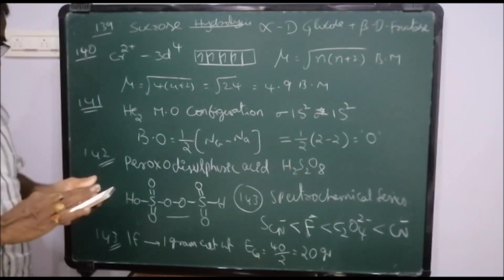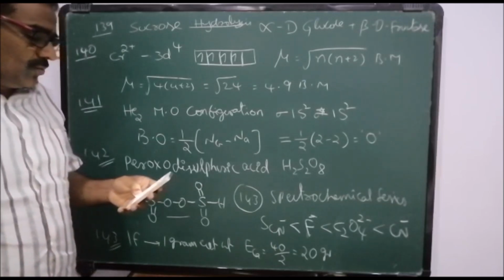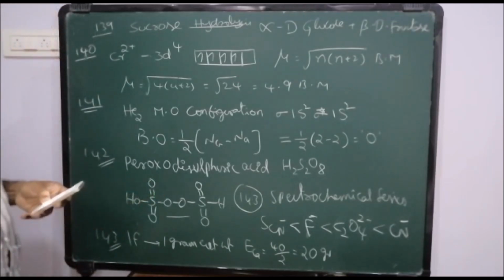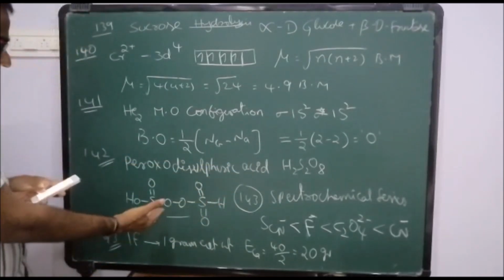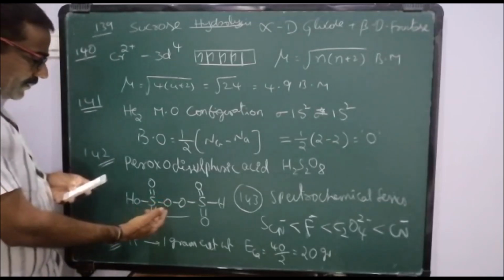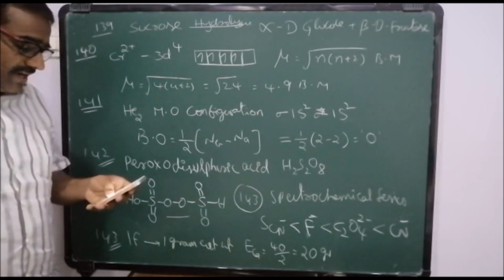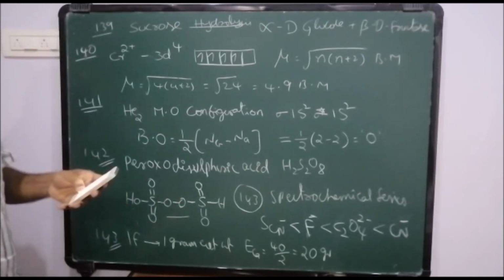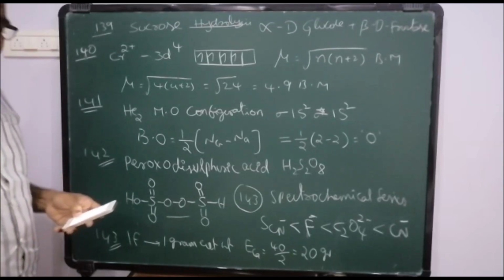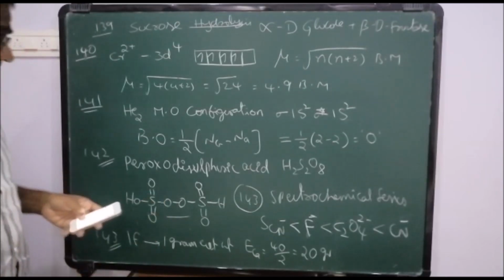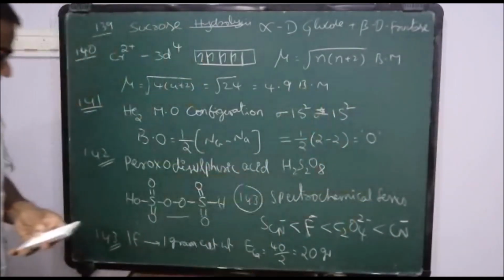Question number 142. Which of the following oxo acids of sulfur has an O-O linkage, a peroxy linkage? In the case of peroxodisulfuric acid with formula H2S2O8, we have the structure like this. And here the peroxy linkage is present between 2 sulfur atoms. Question number 143. Which of the following is the correct order of increasing field strength of ligands to form coordination compounds? From the spectrochemical series, the correct order is SCN- < F- < C2O4 2- < CN-.